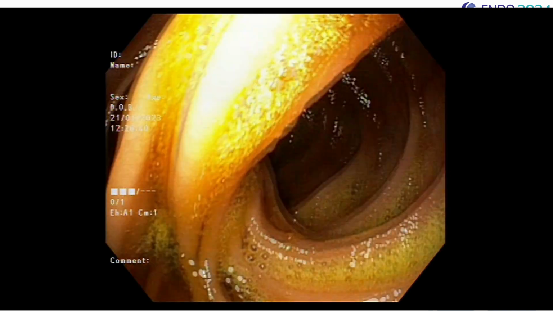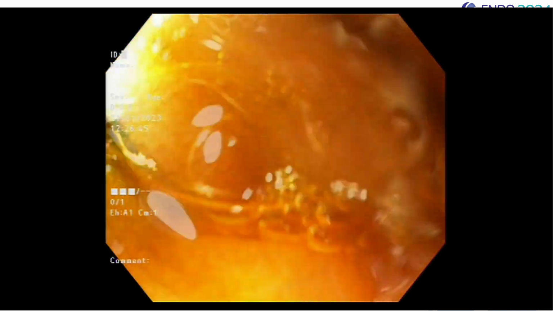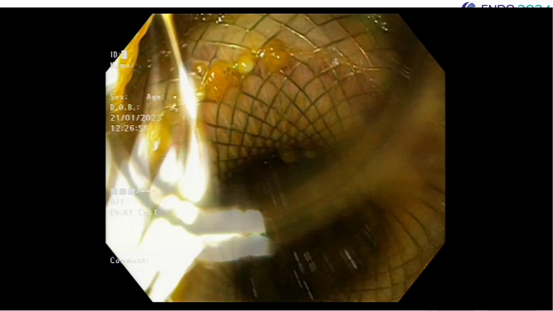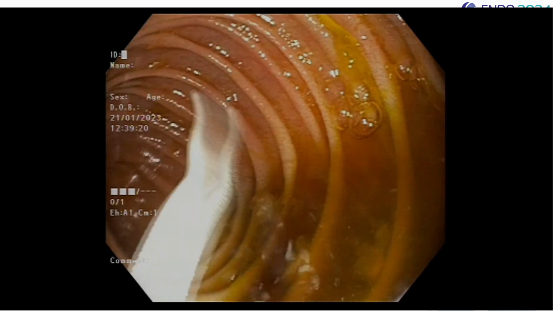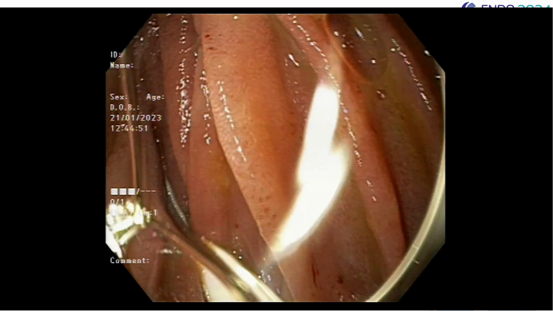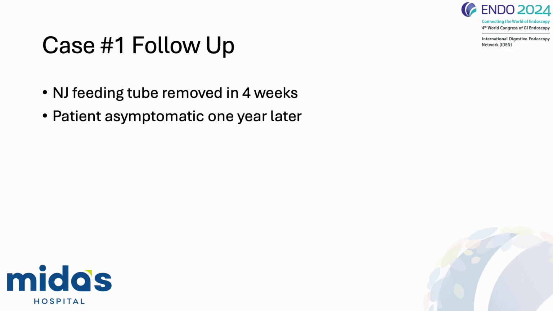An upper GI endoscopy was then performed and the scope advanced inside the jejunum, and the metal stent with its open flanges can be seen obstructing the jejunal limb. The scope was then maneuvered to identify the distal jejunum. A guide wire was then advanced, followed by placement of a nasojejunal feeding tube to ensure food delivery. The nasojejunal feeding tube was removed in 4 weeks. The patient is asymptomatic 1 year later.